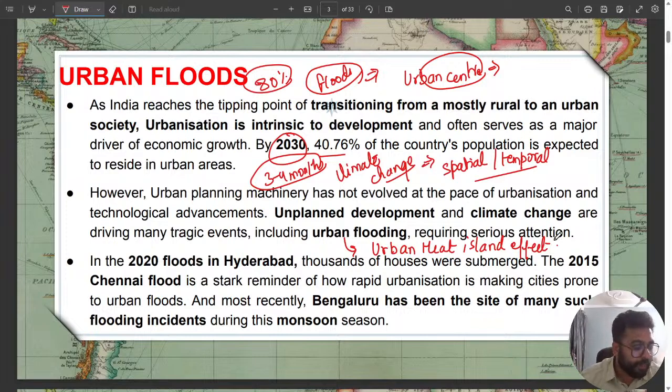So I will elaborate on this urban heat island effect in just a while, but when we need to introduce our answer, we can quote some examples of severe urban flooding from India in the past. So we can quote some recent examples from 4 or 5 years back, and you can quote them with examples that show why urban flooding is rising.